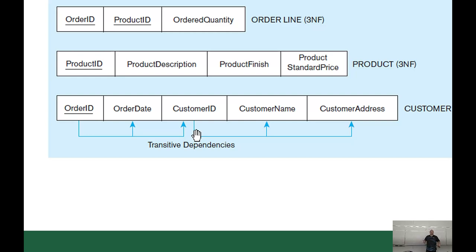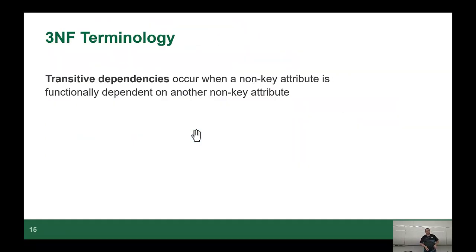Transitive dependencies cause data redundancy, duplicate data. So if we need to update a customer's address, we'd have to do it in multiple places. We wouldn't need to touch the product anymore. We wouldn't have to worry about quantity anymore. We'd still have to worry about repeated customer records.